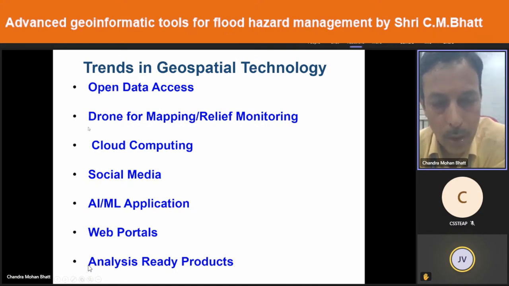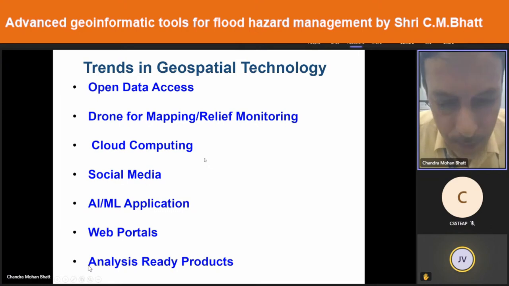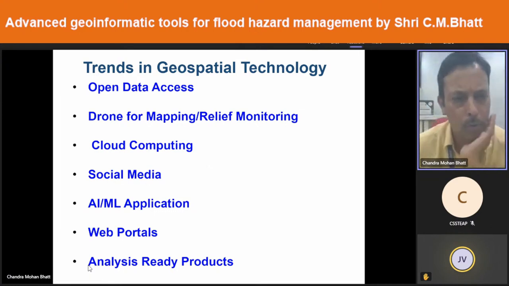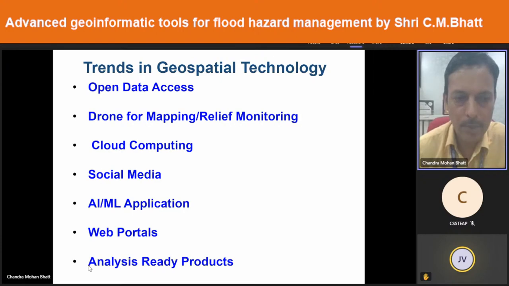Then there is the use of drones for mapping and relief monitoring, because drones can be employed any time when a disaster happens, unlike satellites. Cloud computing is another field gaining importance, because the volume of data to be used in such analysis is very high. There are a number of platforms like Google Earth Engine, where everything can be done on the cloud and nothing has to be done at your machine end; you only need to download the output.